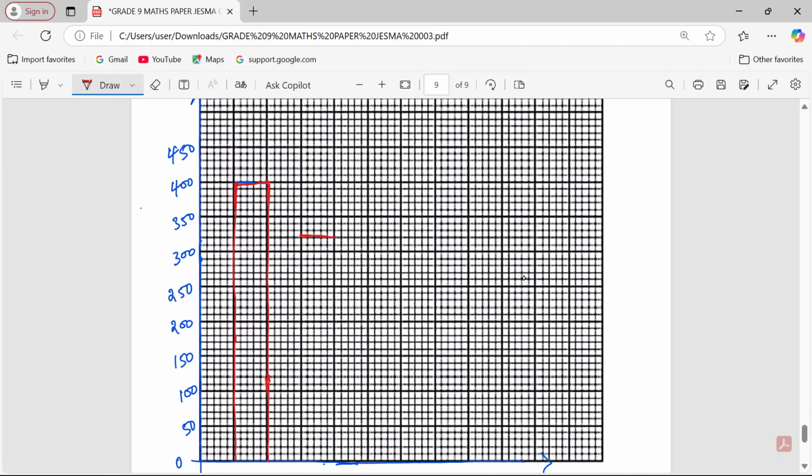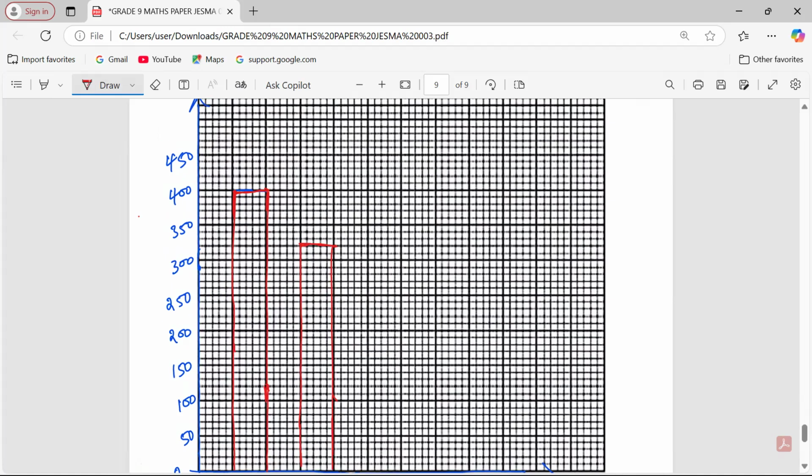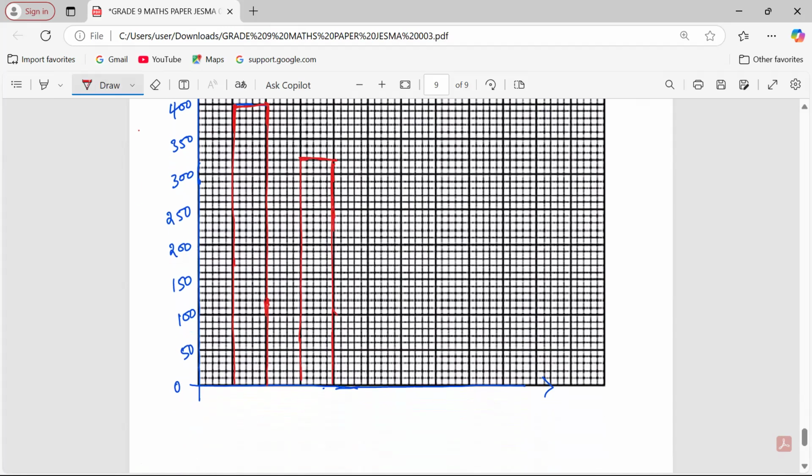Then we draw our bar. That way. That is the second bar for wheat. Then rice 200. We skip again an equal space so that we may have 200 for rice. So that is 200 for rice.